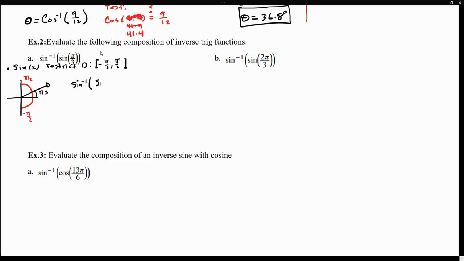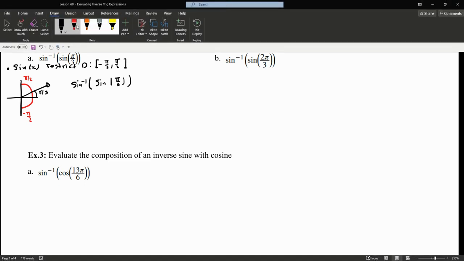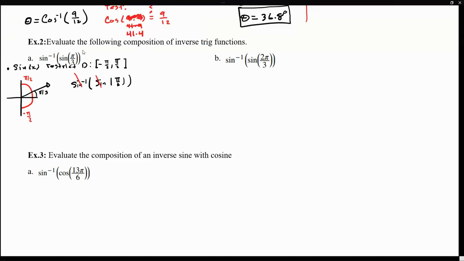And the cancellation law is that if you have a sine inverse of a sine, and the input of the sine is between this domain, then boom, they're gone. Then my conclusion is that the composition is equivalent to pi over 3. But again, don't always cancel out right away.